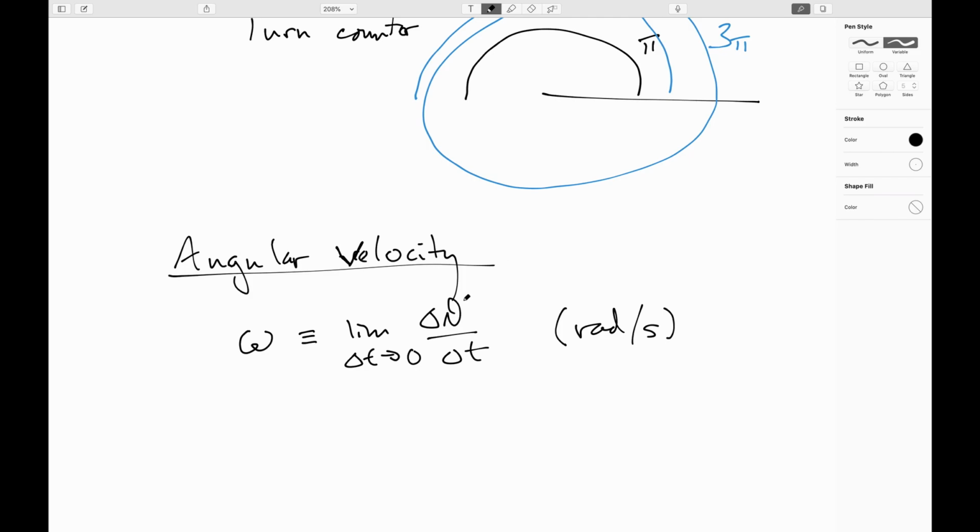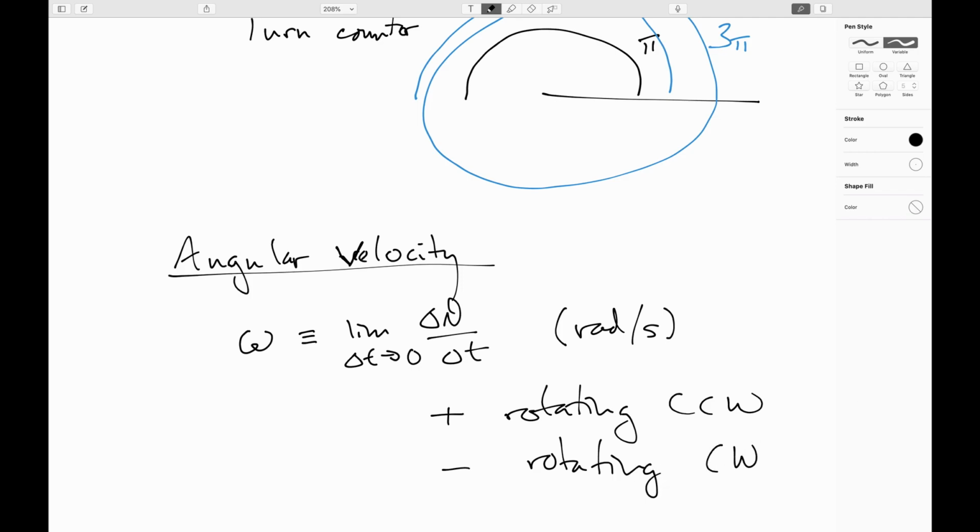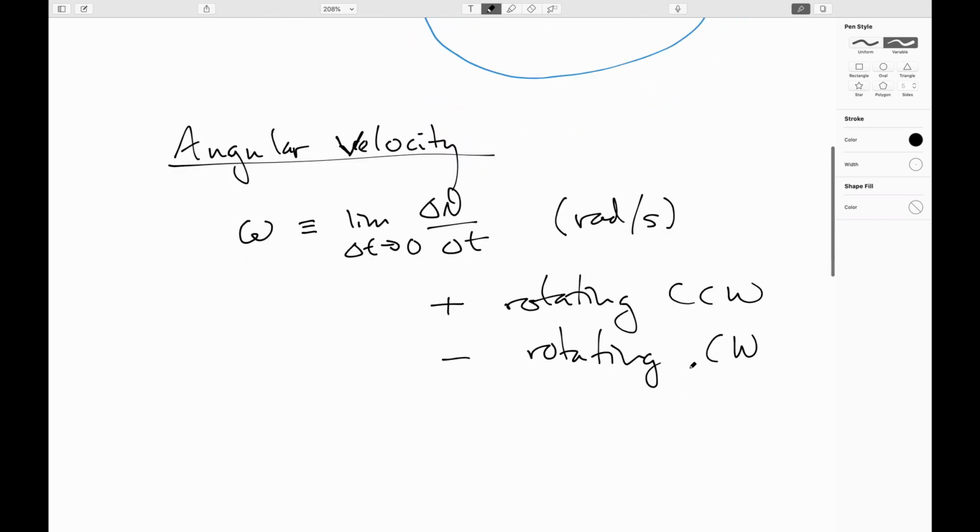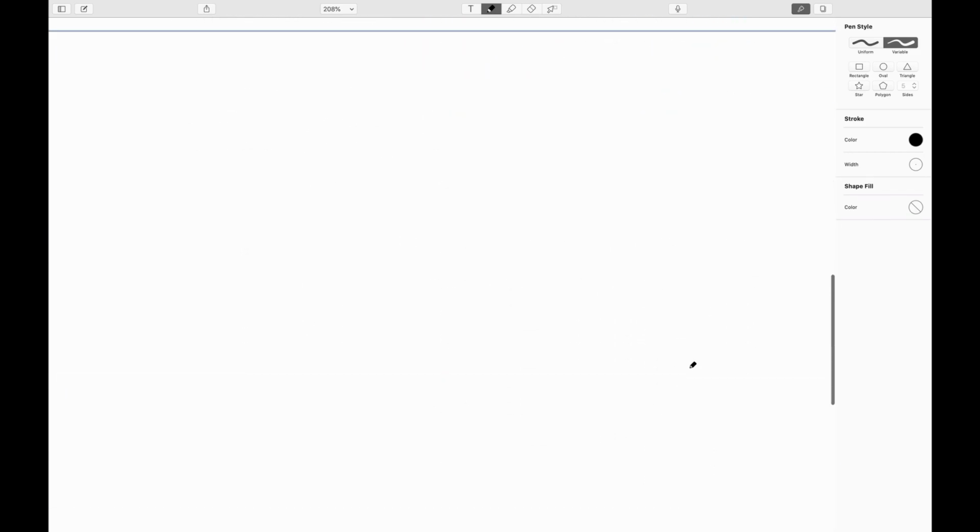So if we are rotating counterclockwise, the angular velocity will be positive, and if we are rotating clockwise, it will be negative. And we can certainly start to do things like draw a graph. We can take a look at what it would mean for something to be rotating uniformly, for instance.